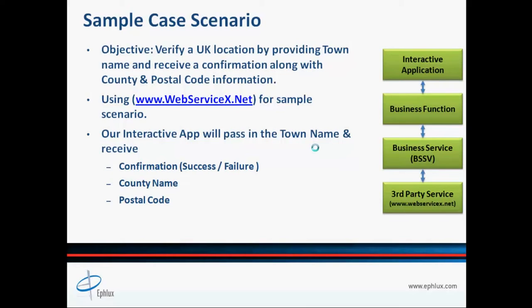So in conclusion, in contrast to the diagram, here you can see that our interactive app will provide the town name as an input, and our business service will respond back with a confirmation message, success or failure, along with the county name and postal code information in case of a successful execution.